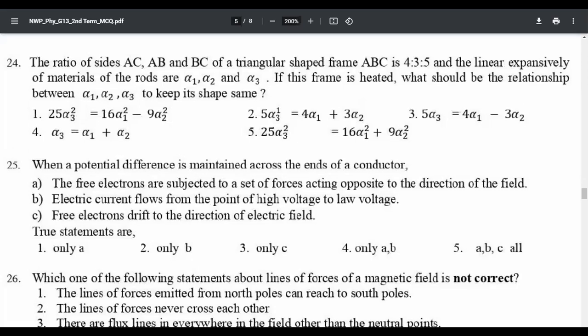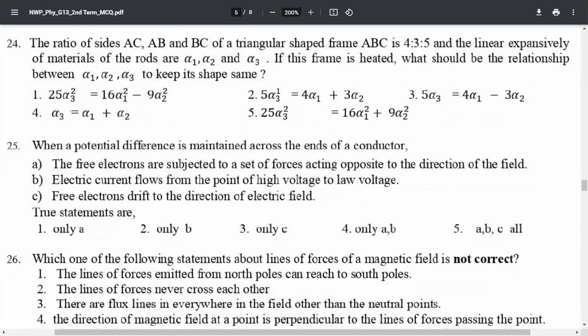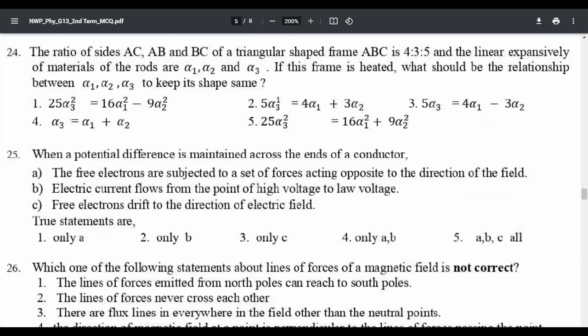Okay, 24, right. Someone needs 25. The ratio of sides AC, AB, and BC of a triangle shaped frame ABC is 4 is to 3 is to 5. And the linear expansivity of materials of the rods are alpha 1, alpha 2, and alpha 3. If this frame is heated, what should be the relationship between alpha 1, alpha 2, and alpha 3 to keep its shape same?